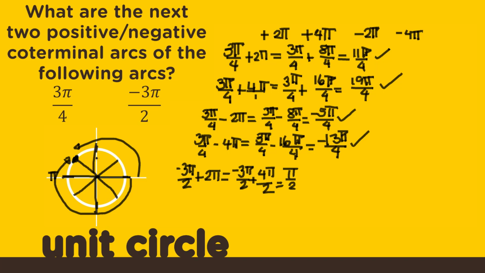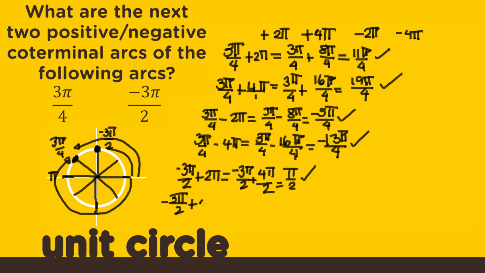By the way, where do we locate negative 3 pi halves? Since it's negative, we're moving clockwise. 1, 2, 3. This is the location. By the way, earlier this was 3 pi over 4. This is the location of negative 3 pi halves. Its first positive coterminal arc from here is only one movement, positive pi halves. That's correct.